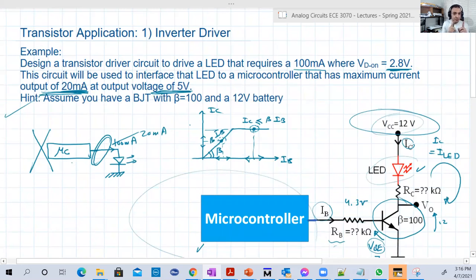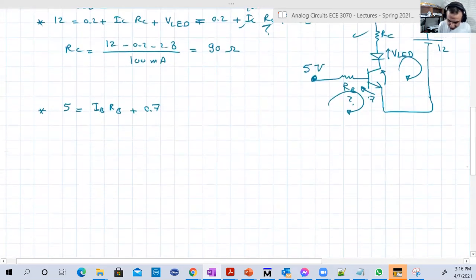This is the maximum. So this means that you may see 5 volt on the pin of the microcontroller at a current lower than 20 milliampere, like 15, 19, or 10, but you can't see 5 volt at a current higher than 20 milliampere. And it's good to design the circuit with lower power consumption. So you should choose IB with any value less than 20 milliampere. Let's choose IB equal to 10 milliamperes.